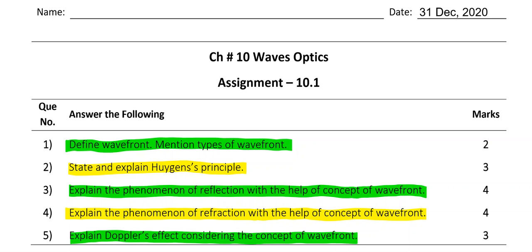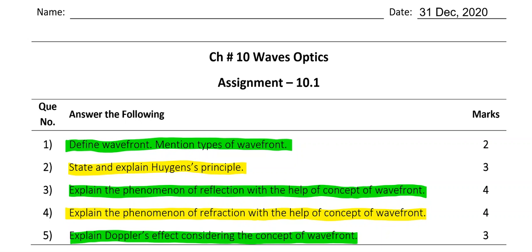So mainly in this assignment we have wavefront, a very new concept given by scientist Huygens in later half of 17th century. Huygens gave concept of wavefront. Up to that time, ray optics was very much in existence, but there were certain phenomena that could not be explained by ray optics, like interference or polarization or diffraction.